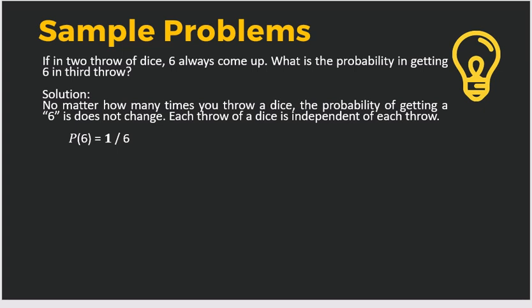Another, in 2 rolls of a die, 6 always comes up. What is the probability of getting 6 in the third roll? No matter how many times you throw a die, the probability of getting 6 does not change. Each throw of a die is independent of each other throw. So, kahit ilang beses, 1 of 6 isang beses possible. The probability is 1 out of 6.